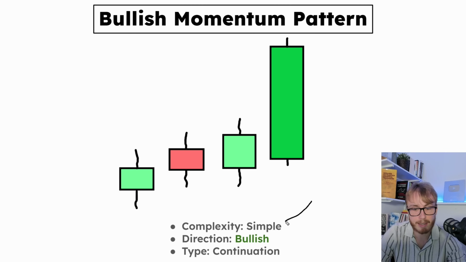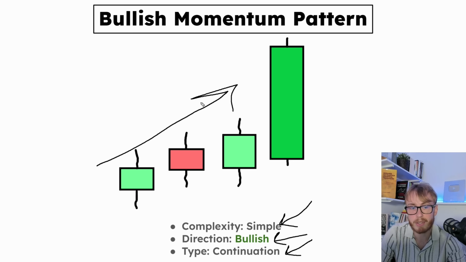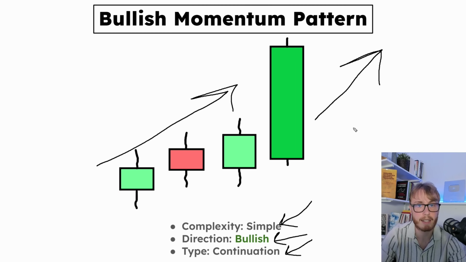This right here is a simple pattern because it consists of only one candlestick. The direction here is bullish and the type here is continuation, meaning that the goal of this pattern is to continue the preceding uptrend to an uptrend even after the pattern.